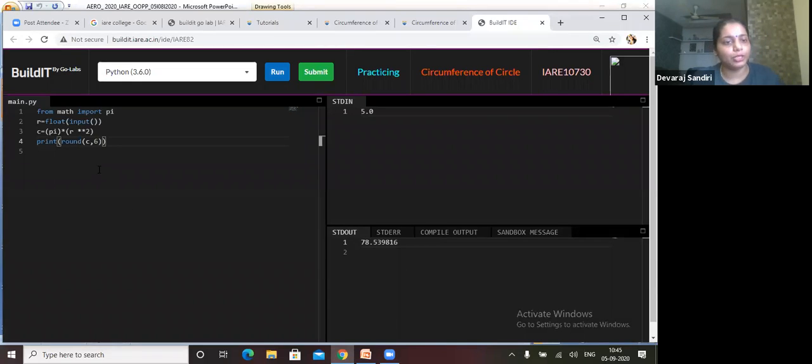78 points. At that time some mistake happened. Maybe I didn't keep in bracket or integer. R is equal to integer I had written, so that it is not accepting. Now R is equal to float I gave. So 7.6 digits after decimal we got 6 digits, and you will write here circumference 2.